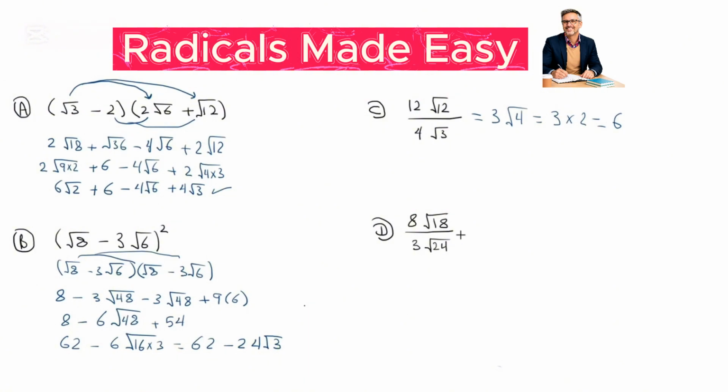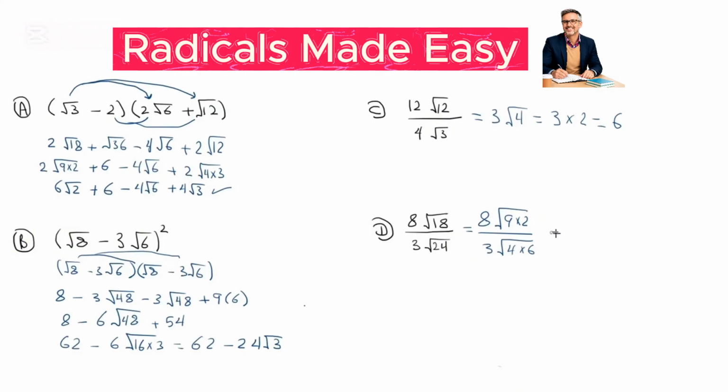You cannot divide. So your best bet here is to simplify the top. So 8 root 18, perfect square that goes into 18 is 9, so you change that to 9 times 2. And also same thing with the 24, the perfect square that goes into 24 is 4, so that's going to be 4 root 6, or 4 times 6 under the square root.